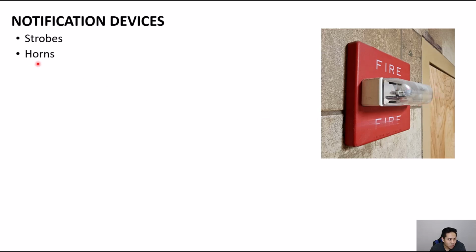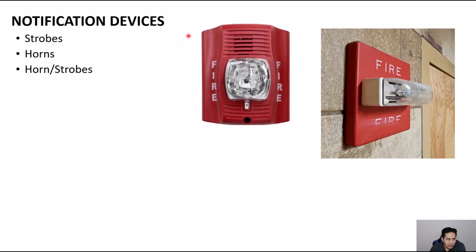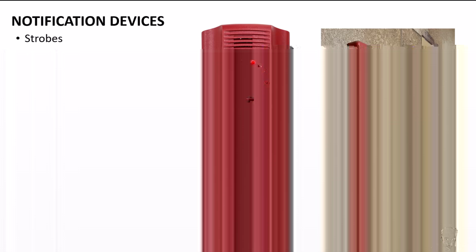You also have horns as a notification device. Horn strobes, which are a combination of strobes and horns. All right, and they look something like this. So you can see this portion here is the horn portion, and this is the strobe portion. So this would be a horn strobe.